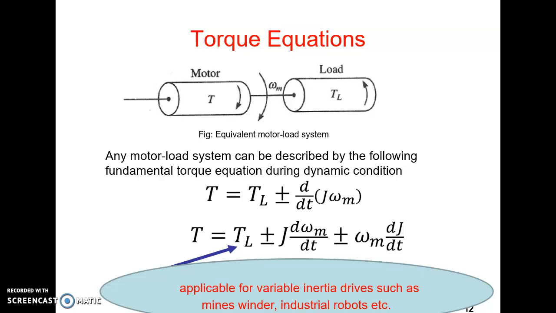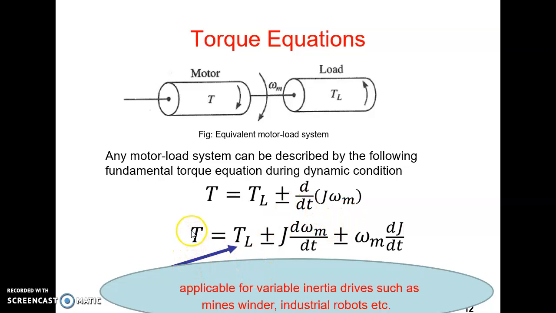In case of a motor, the input is electrical and output is mechanical, and here the load is a mechanical load. So T is the developed torque or the electromagnetic torque. In this case, the load torque is always opposite to the developed torque. Any motor load system can be described by the fundamental torque expression, T equal to TL plus minus first derivative of J omega m.